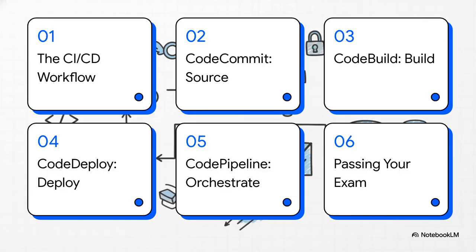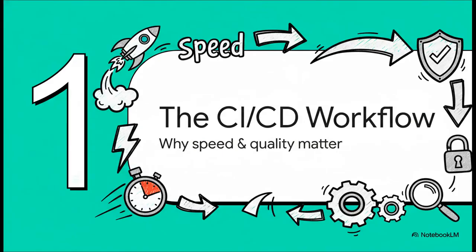So here's our game plan for today. We're going to start with the big picture, what CI/CD is all about. Then we'll walk through each of the main services one by one: CodeCommit, CodeBuild, CodeDeploy, and CodePipeline. And we'll finish up with a super focused look at the key facts you need to know to absolutely ace your exam. Okay, so first things first, let's talk about the fundamental problem these tools are actually built to solve.